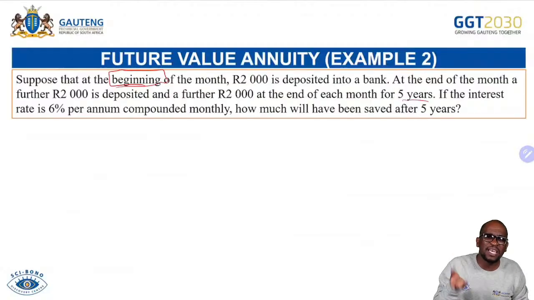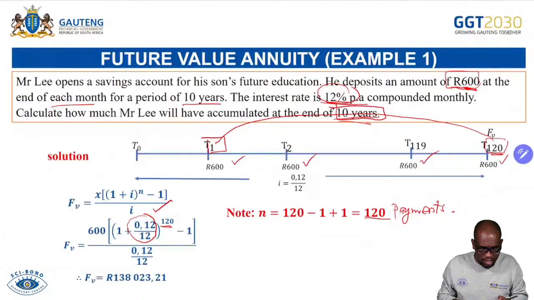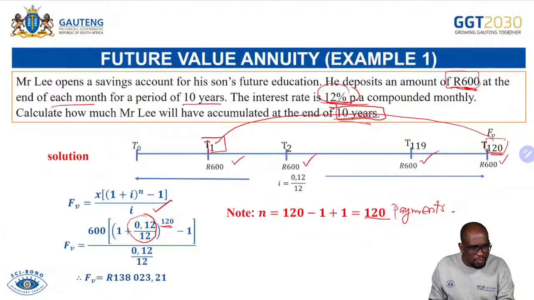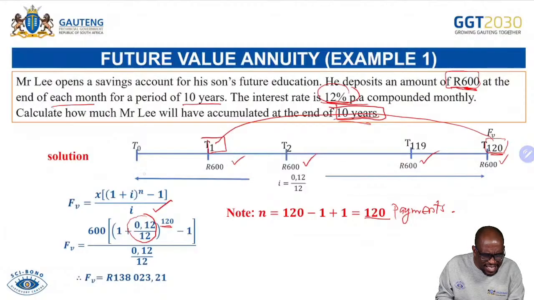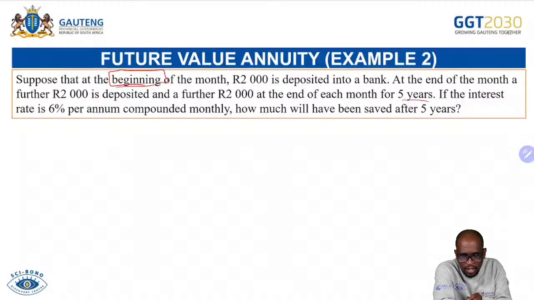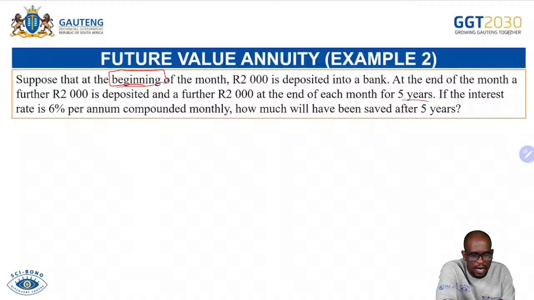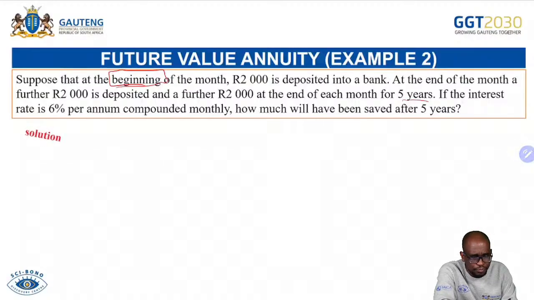Suppose that at the beginning, there is an immediate payment. It's unlike in the previous problem, where we started putting money after T1, at the end of the first month. Here there's an immediate payment made at T0. If the interest rate is 6% per annum compounded monthly, how much money would have been saved after 5 years? Let's check now.